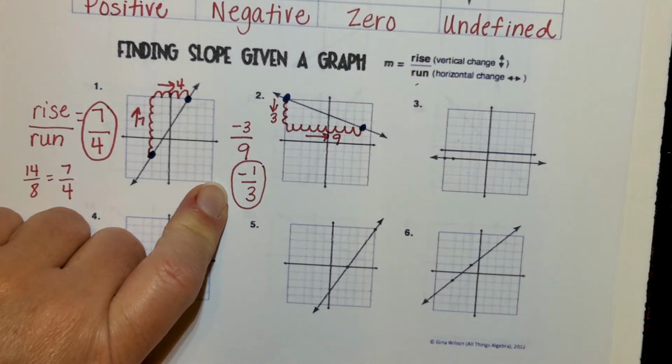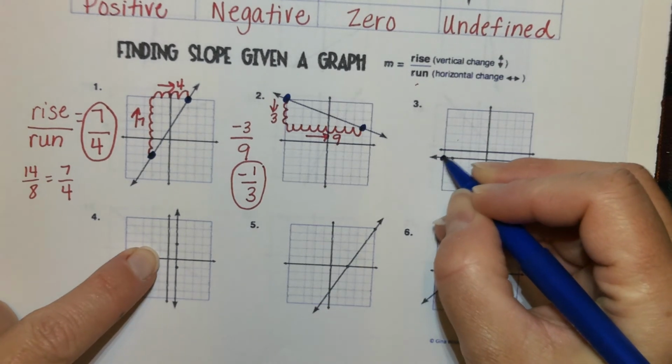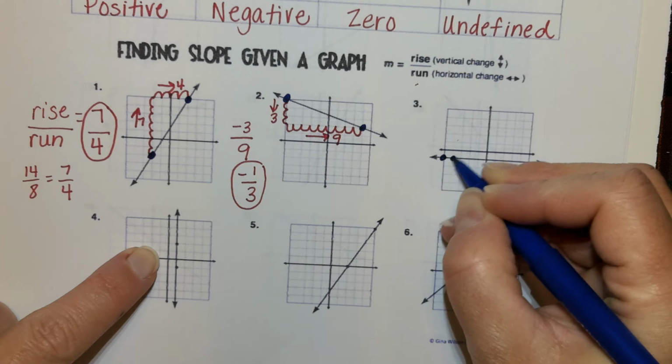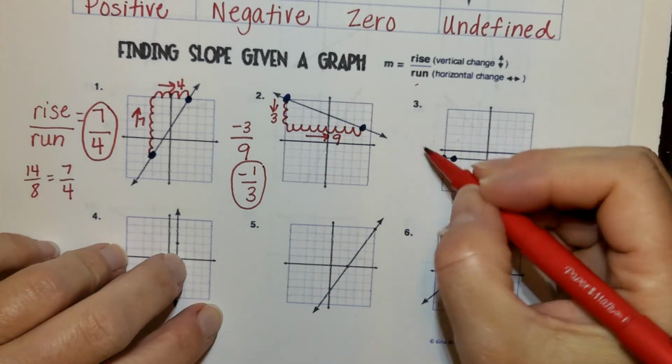So again, this was a negative sloping line, and it should have a negative ratio. It should have a negative slope fraction. Can it be simplified? It sure can. -1/3 is the best representation of slope. Good. Let's take a look at number 3.